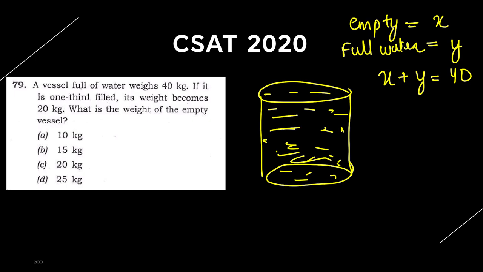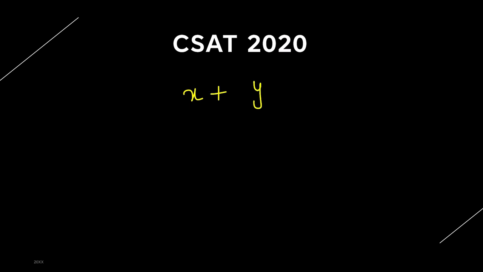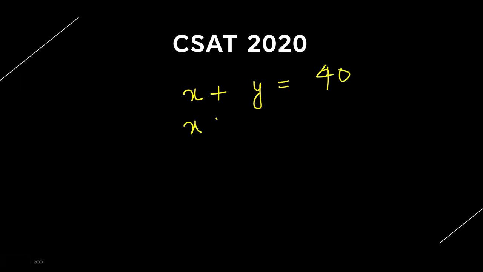Now, if this beaker is only one-third filled with water, the empty vessel weight will still be there because the vessel is not going anywhere. So, x will still be there. But water is now, instead of full, one-third of the original amount, y by 3. And this is 20 kgs. So x plus y is 40, and x plus y by 3 is 20.